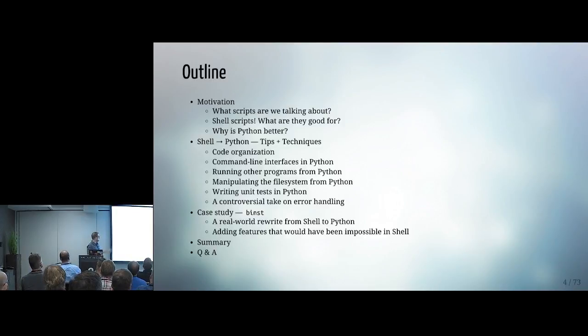Also, I'm going to talk a little bit about writing unit tests in Python. That's typically not something you do in shell scripts, but that's one of the big advantages with moving to Python. You can start doing this. I have a slightly controversial take on error handling that I'll talk about, and then I'm going to move into a case study of a real-world shell script that I rewrote into Python at Cisco. And how I needed to do that, because I needed to add features that would have been impossible in shell, but just walking through the process. And then some summary and some room for questions at the end, hopefully.